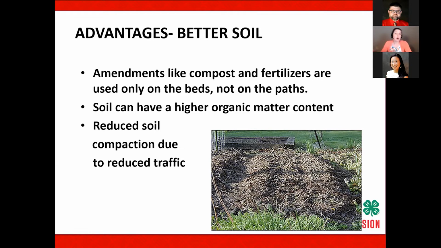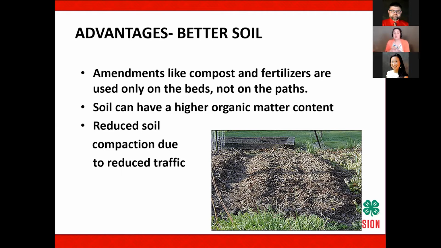In a traditional garden, we till under or we work in compost or organic matter throughout the entire garden. But with a raised bed, we're going to add it only to those areas where the plants are going to be. We're not adding it to the garden path, which means that we're not having to add something that's not going to do a whole lot of good.